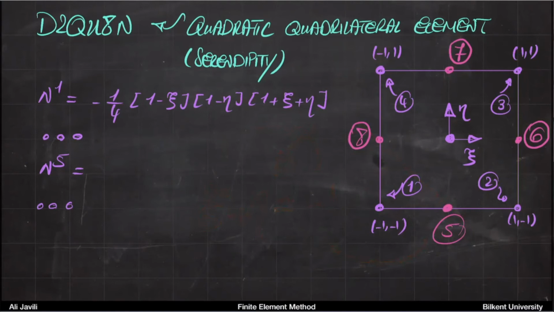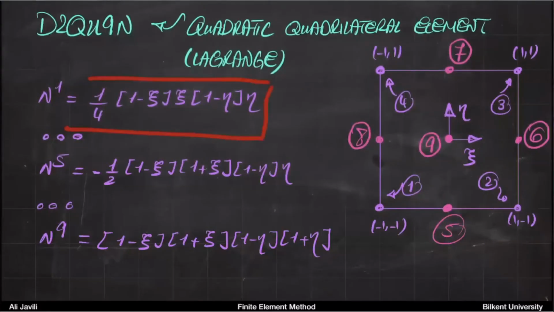And you may ask yourself, why are we doing this? If you compare this N1 for a serendipity quadratic element to your N1 of a Lagrange quadratic element, you see the order changes. So you would have a quadratic term in xi and a quadratic term in eta. So if you want, you can think of it as a fourth order term, because you have a quadratic term in both.